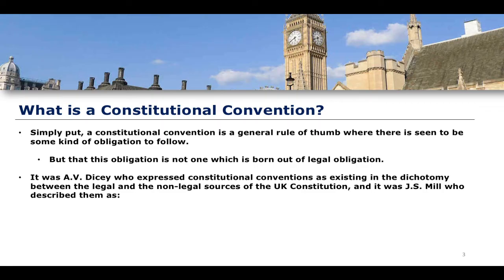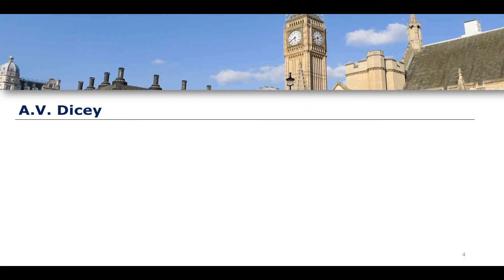It was A.V. Dicey who first expressed the idea of constitutional conventions as existing in the dichotomy between the legal and the non-legal sources of the UK's constitutional framework. John Stuart Mill described them as, quote, unwritten maxims. And these are, generally speaking, good ways in which we can define what a constitutional convention is. It is an unwritten maxim. It is something that is seen to be a general rule that we all follow, but that there is no legal obligation to follow. The following of the convention is to essentially ensure the proper working of the UK's constitutional framework.